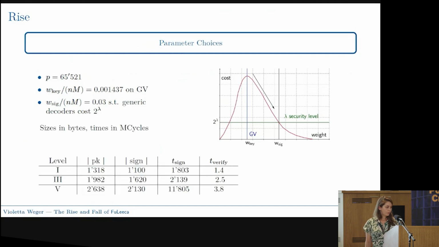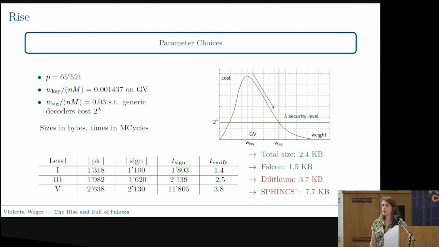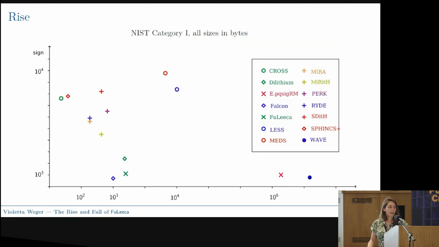Okay. Even with such a large P, we get very nice sizes for public key and signature. For example, level 1 in total size is 2.4 kilobytes, which is really good. Also, verifying is very fast. We can also compare ourselves to the other code-based cryptosystems in round 1. I always took the short variant. To show you, FuLeeca is down here.